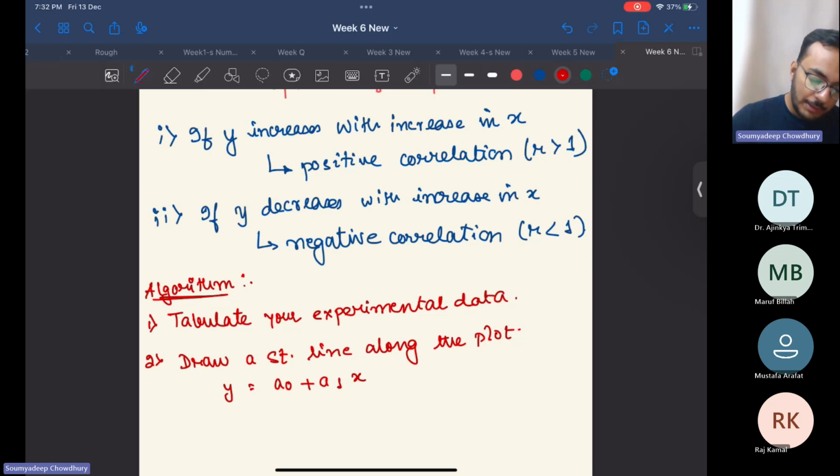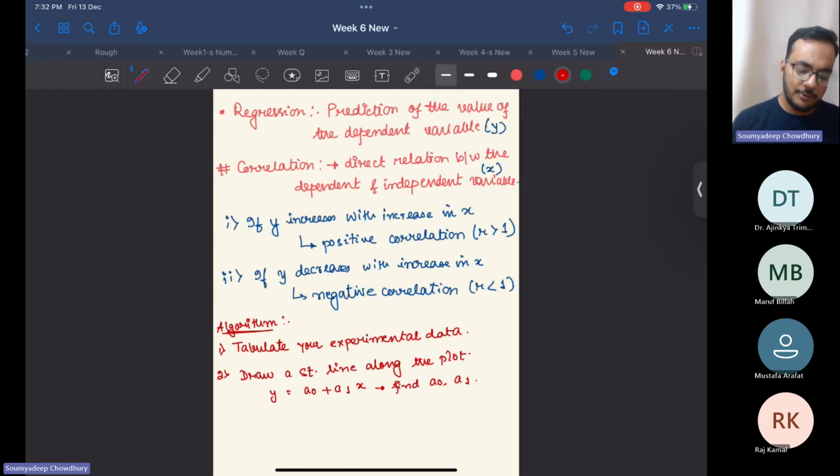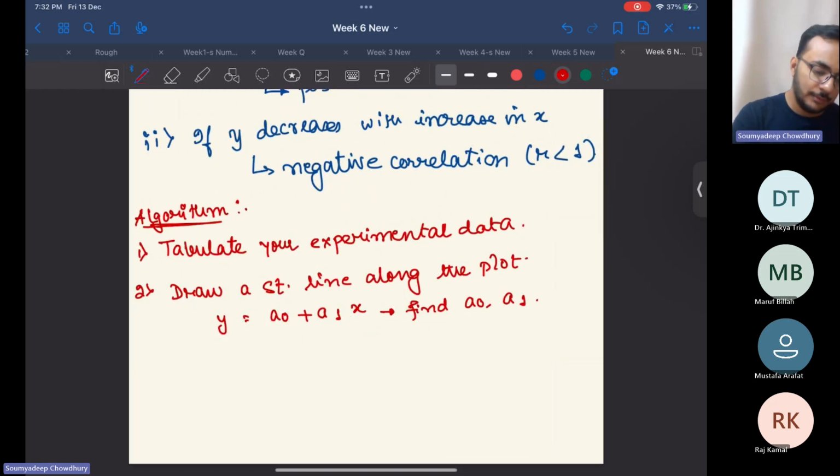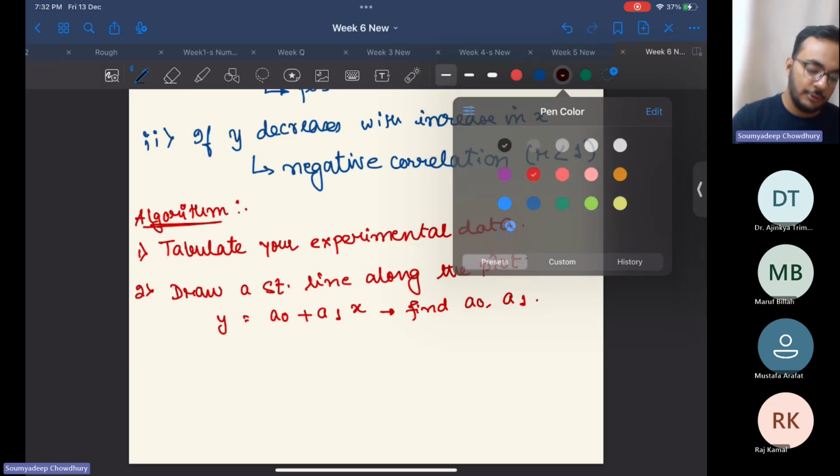And here our job will be to find the equation of this straight line, right? Find a0 and a1. Basically, we have to do that. So as I gave you the example in the last, the plot which I showed you, I'll draw it once again.